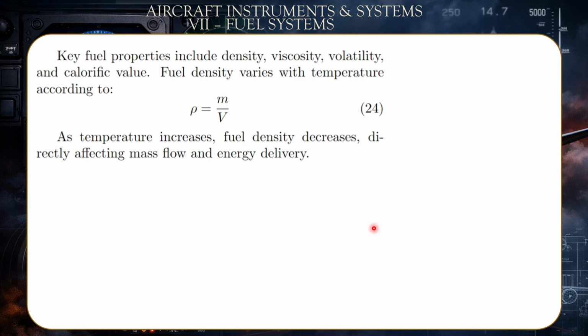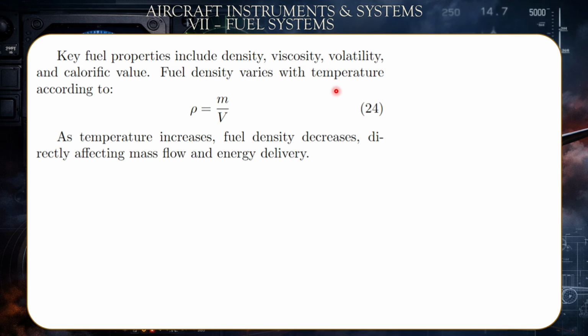Key fuel properties include density, or rho, viscosity, and volatility, how volatile it is. A volatile fuel, specifically here, means that the fuel would evaporate so quickly if it's not kept within a sealed compartment. And also calorific value: how much does it burn, how much heat does it generate?